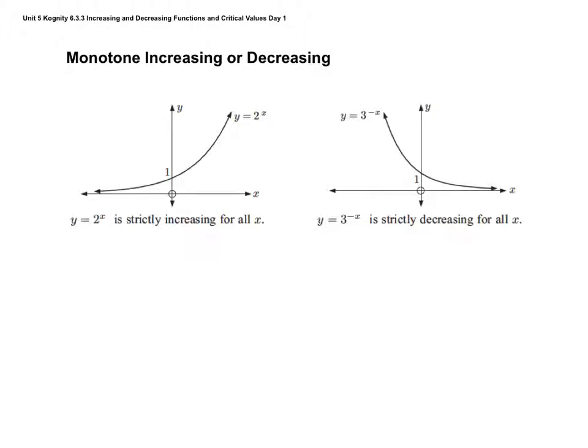If we have monotone increasing or decreasing, that just means that the function does not change from increasing to decreasing, so there are no max or min points. Here are two examples: an exponential growth and an exponential decay function. The logarithmic function is another one. The radical function is another one. X cubed.